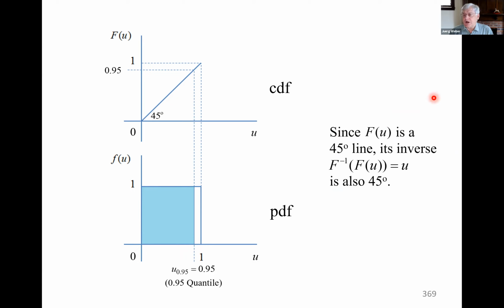And then also the inverse is again just u. You see, if you have a 45-degree line, you take the inverse of this function, then again you get the 45-degree line. So that's a uniform distribution. We will use it very often, this uniform distribution. Each small interval here has the same probability. So constant.